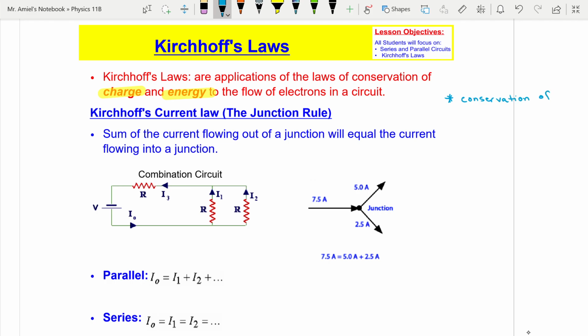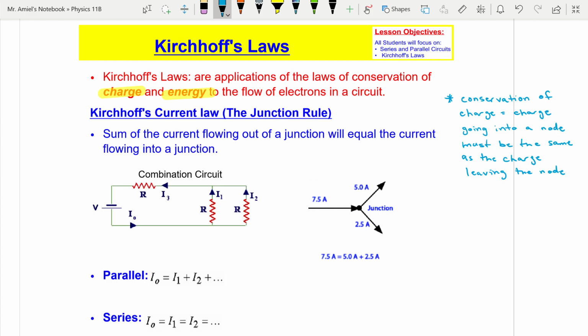So conservation of charge just says that charge going into a node must be the same as the charge leaving the node.